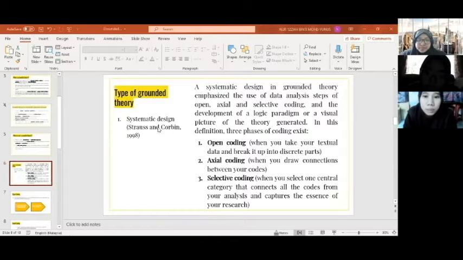First is open coding, when you take your textual data and break it up into discrete parts. Second is axial coding, when you draw connections between your codes. And the third phase is selective coding, when you select one central category that connects all the codes from your analysis and captures the essence of your research.